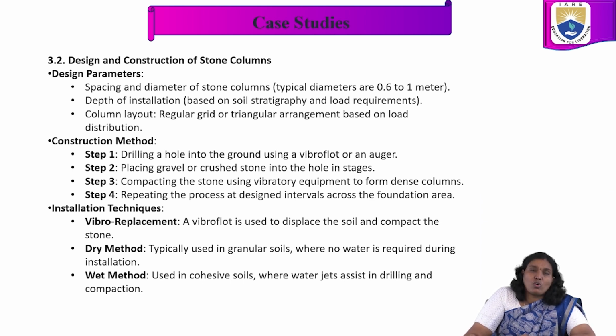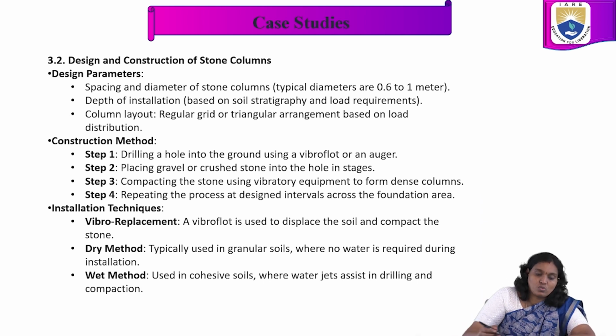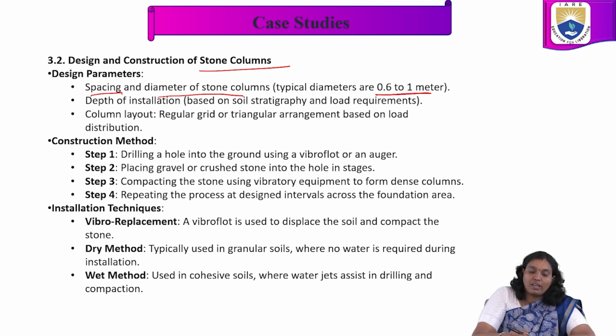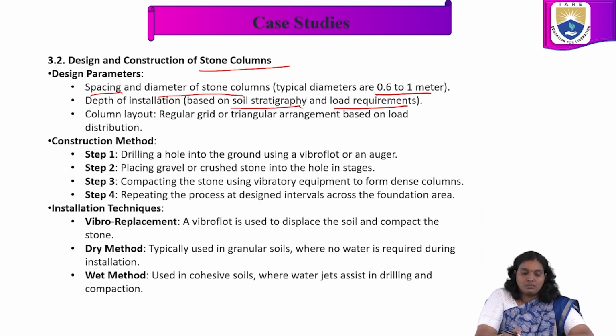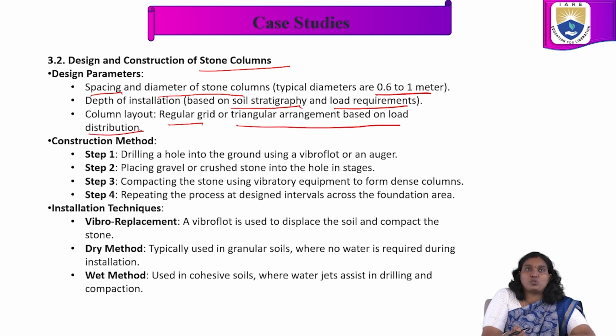Here, based on the design parameters, it involves the construction method and installation techniques we are going to follow. These stone column design parameters depend upon the spacing and diameter of the stone columns, typically between 0.6 to 1 meter. The depth of the installation is based on the soil stratigraphy and load requirements. The column layout is a regular grid or triangular arrangement based on the load distribution.